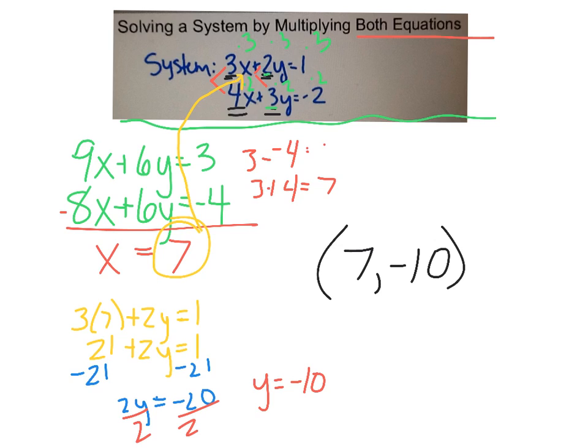Okay, so that is a refresher on if you don't have matching coefficients right away, then you might have to multiply both equations to get that matching coefficient. If you go directly to your adding or subtracting and nothing cancels out, then you know you made a mistake and you have to go back and fix it at that point in time.